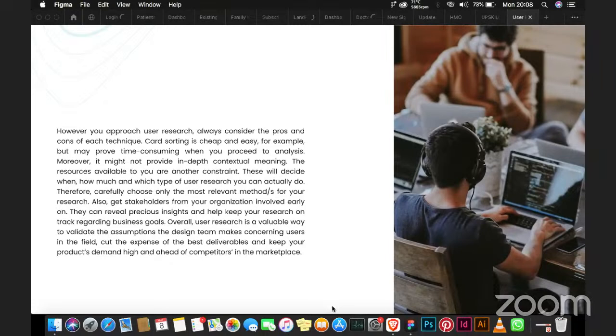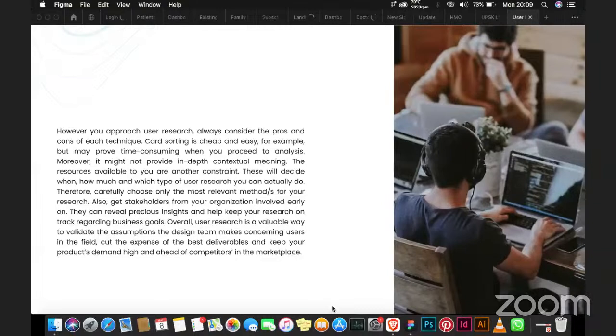So you can work with a stakeholder who will tell you, oh, I need a fitness application ready in one month. And you're asking yourself, how am I going to do the research? There are several ways for you to do this research. There are several methods for you to conduct your research.